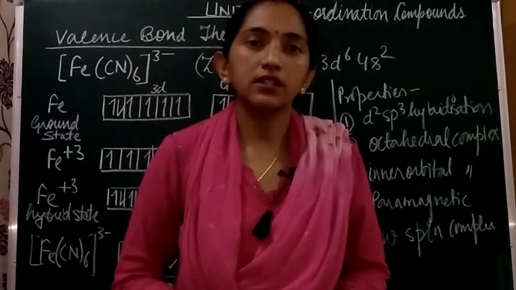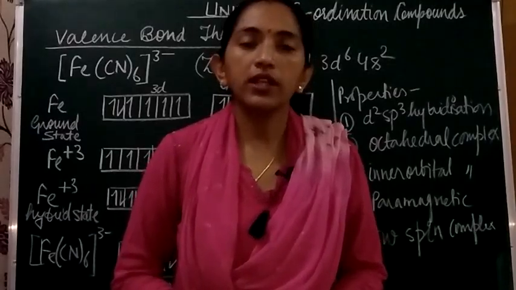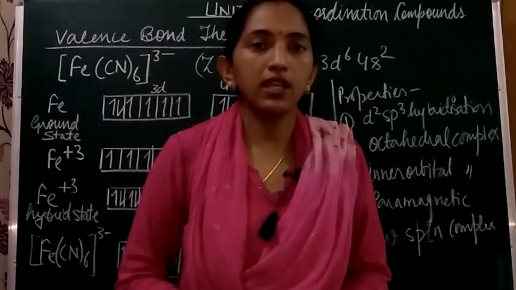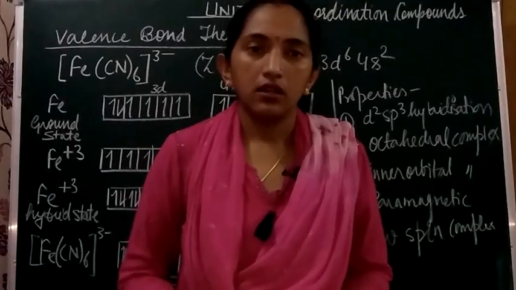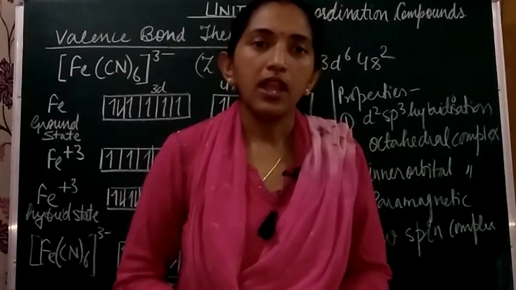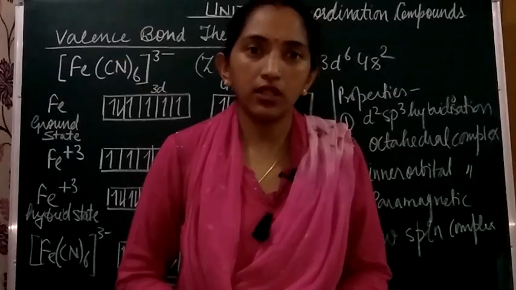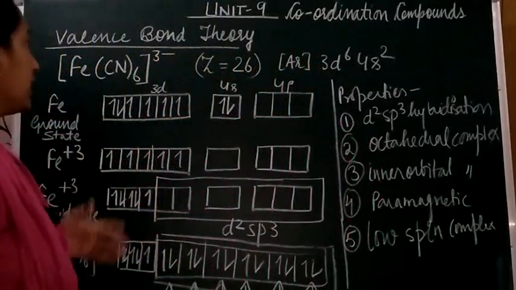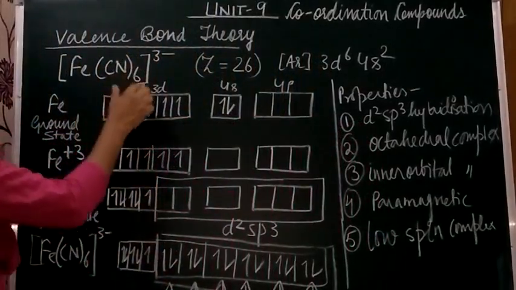So this leads to, we can say, the unpredictability of the VBT while explaining the structure of complex compounds, right? And we have to make an assumption there. Now we will discuss this further. Here it is the complex [Fe(CN)6]3-.